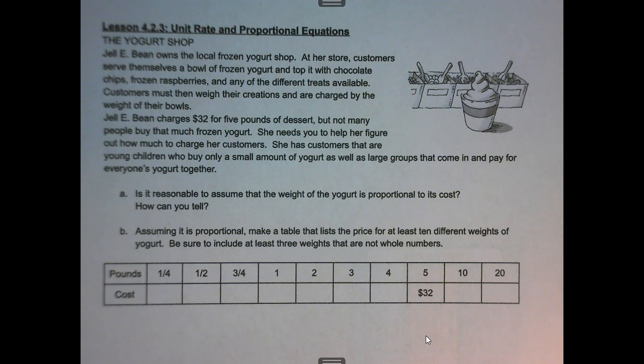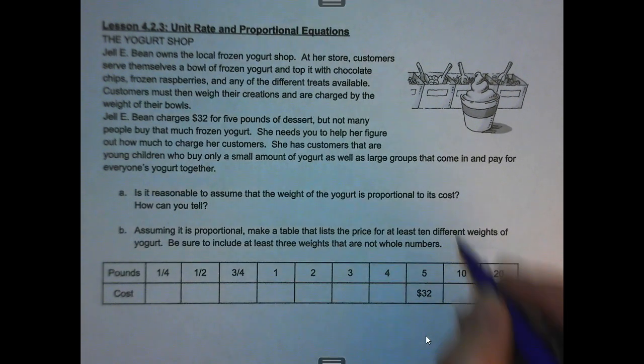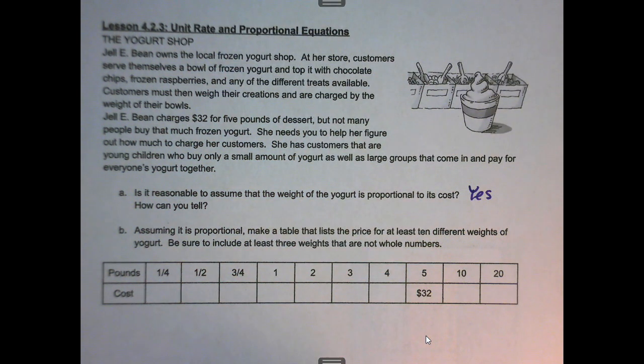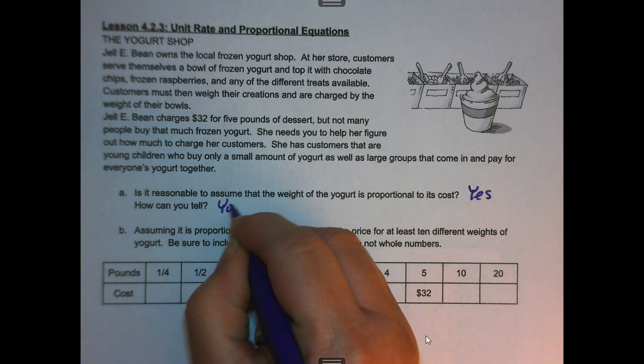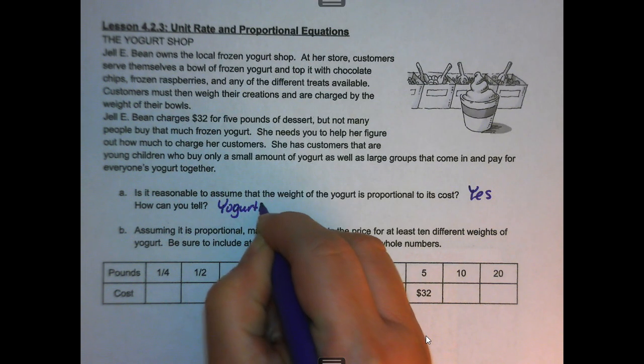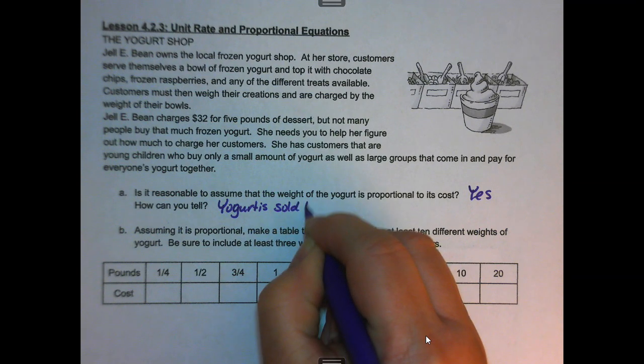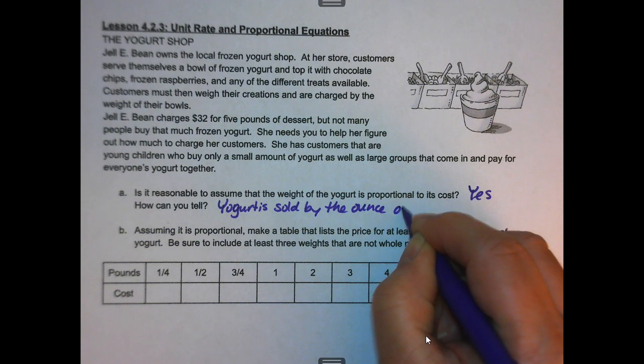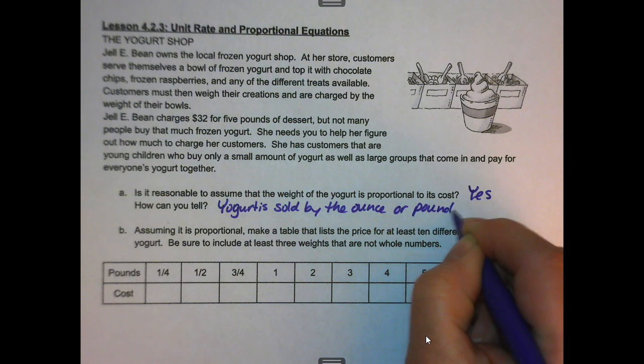All right, let's analyze this problem using these questions. Is it reasonable to assume that the weight of the yogurt is proportional to the cost? And I'm going to say yes. And usually yogurt is sold by the ounce or pound.